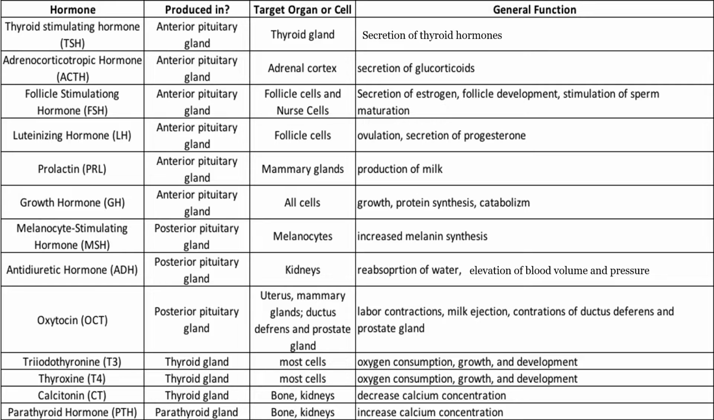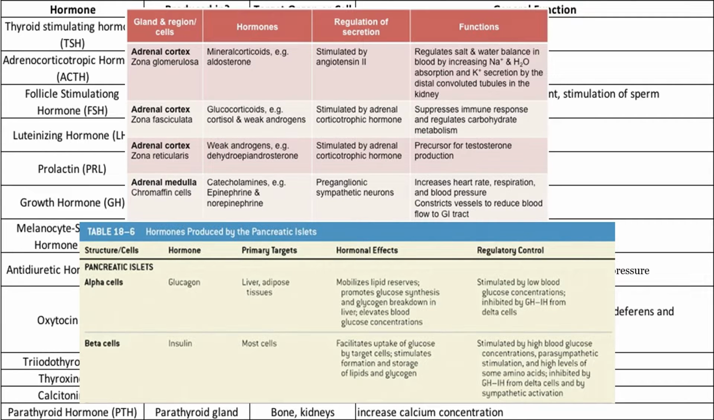In the adrenal cortex, we have aldosterone, which causes sodium reabsorption in the kidneys, and water will follow by osmosis. Cortisol is also released at the cortex and regulates carbohydrate metabolism and stress response. In the adrenal medulla, we have epinephrine and norepinephrine, which help to stimulate the sympathetic response of fight or flight. In the pancreas, alpha cells release glucagon, which increases glucose levels in the blood, and the beta cells release insulin, which decreases glucose in the blood.